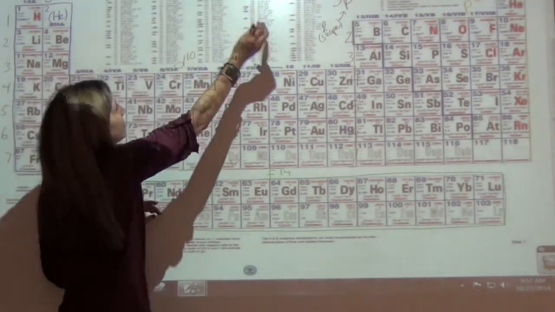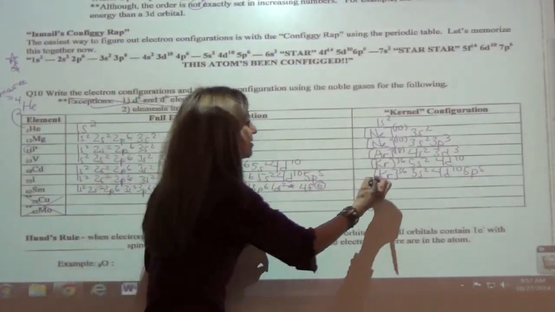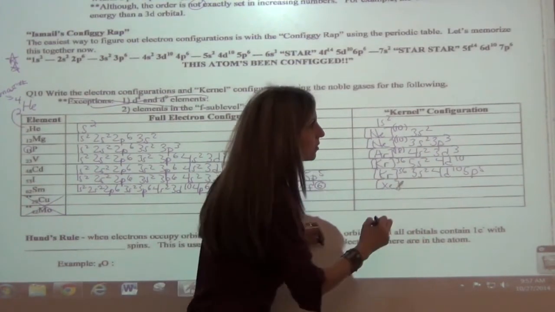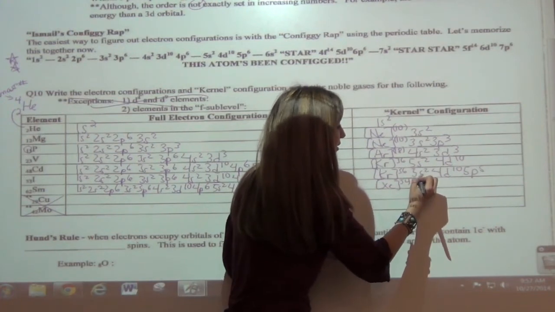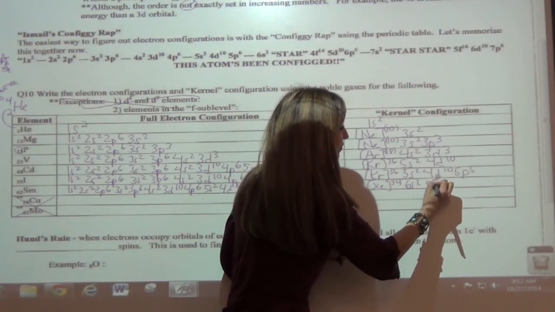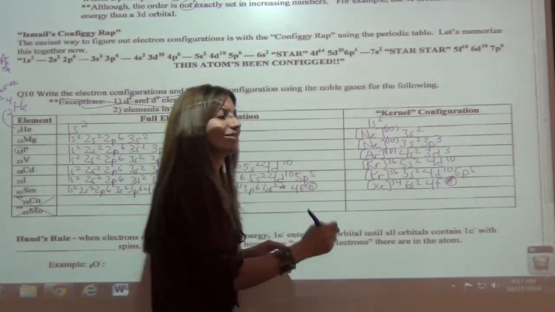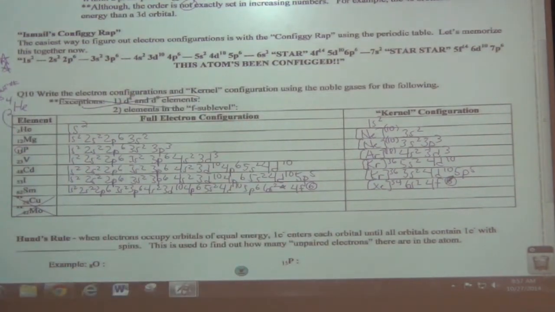Okay, so let's come back to this. Again, it's xenon, which is 54, and then we have our 6s2, 4f6. Question? You said only when we're ending in the f.